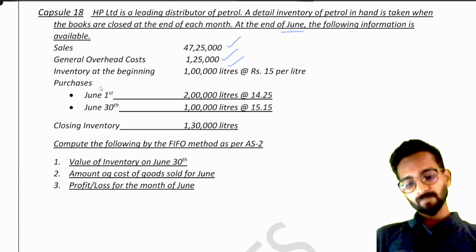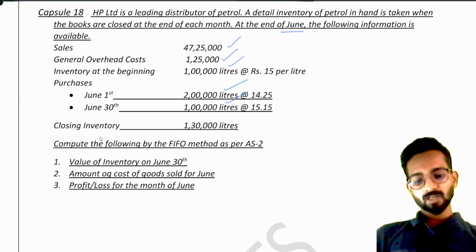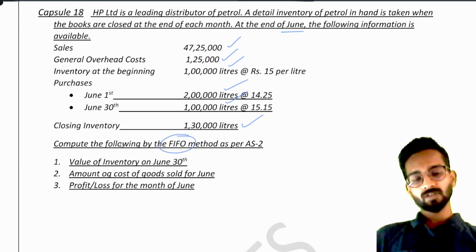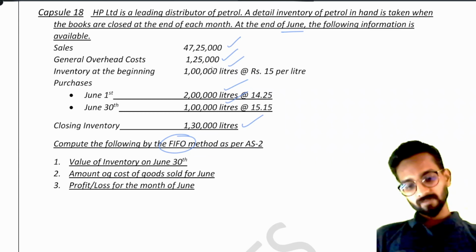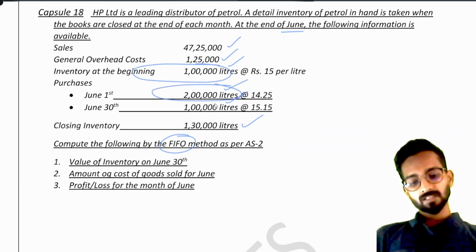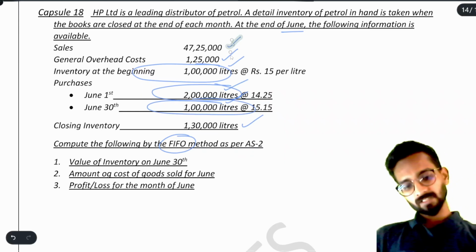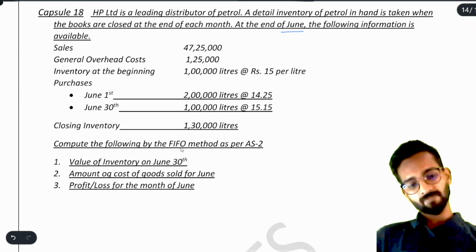Okay, we purchased on 1st June 2 lakh liters, on June 30th 1 lakh liter, closing inventory is 1 lakh 30,000 liters. Okay, compute the following by the FIFO method. What is FIFO? First in first out. First in first out means first we would have sold this opening inventory, then we will be selling this June 1, then we will be selling the inventory from June 30. That is FIFO, right? See, FIFO you have already learnt in CA foundation.